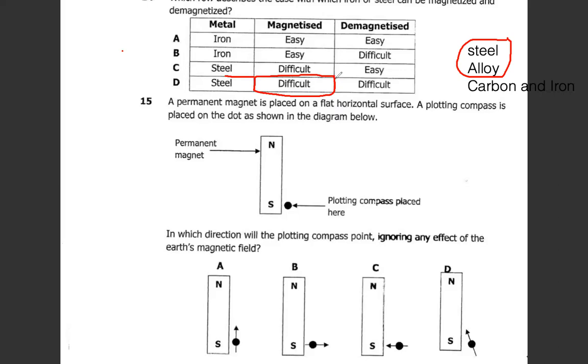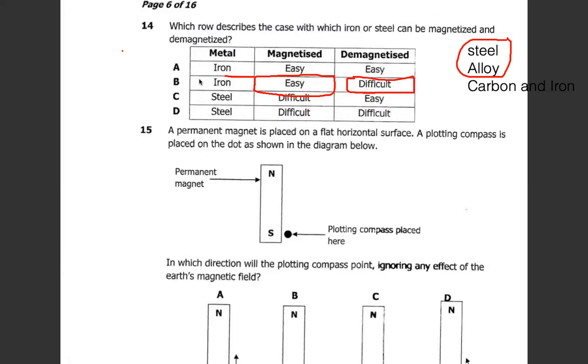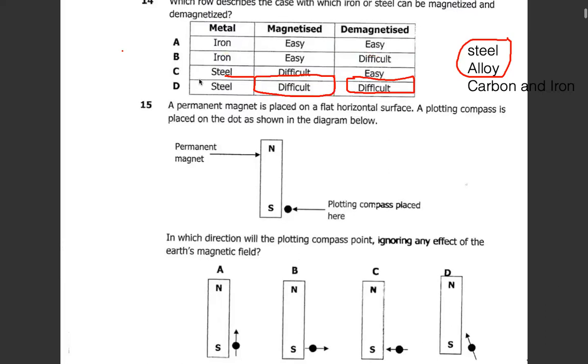Hard as it is to magnetize it, it also takes time for it to lose its magnetic property. So the question here says, which row describes the case with which iron or steel can be magnetized and demagnetized? Here there was a repetition of answers. Iron is easy to magnetize and easy to demagnetize, so these two were correct answers. Iron is easy to magnetize and easy to demagnetize, while steel is difficult to magnetize as well as difficult to demagnetize. So it takes a little bit of time for steel to lose its magnetic properties once it possesses them.